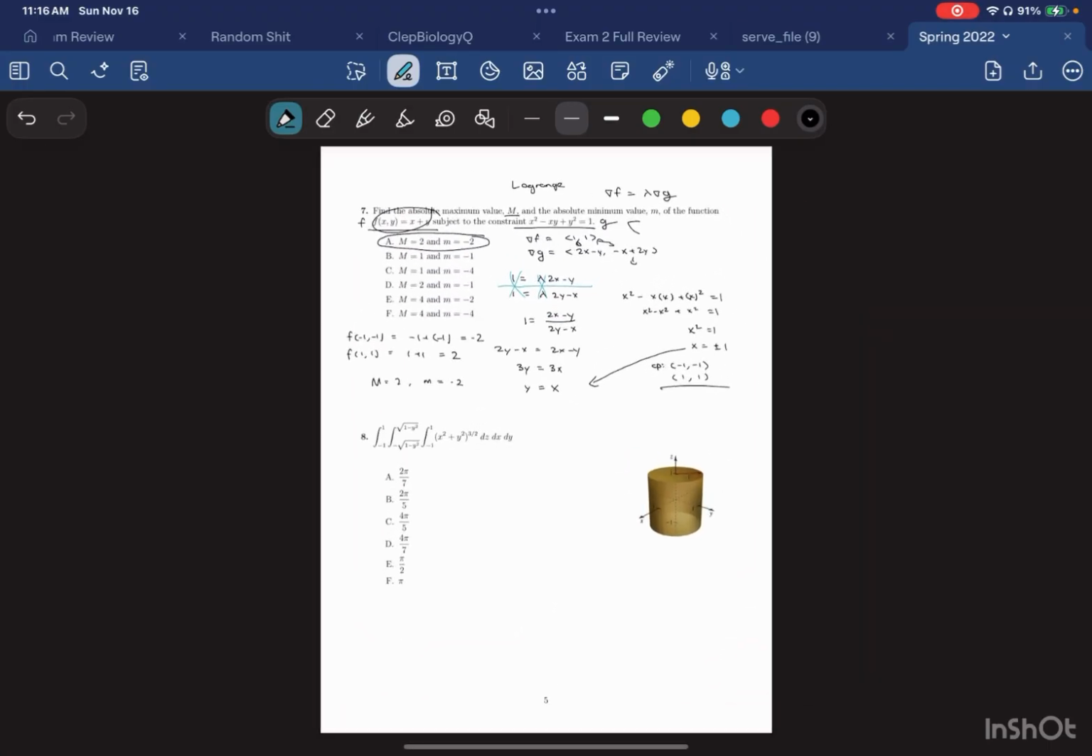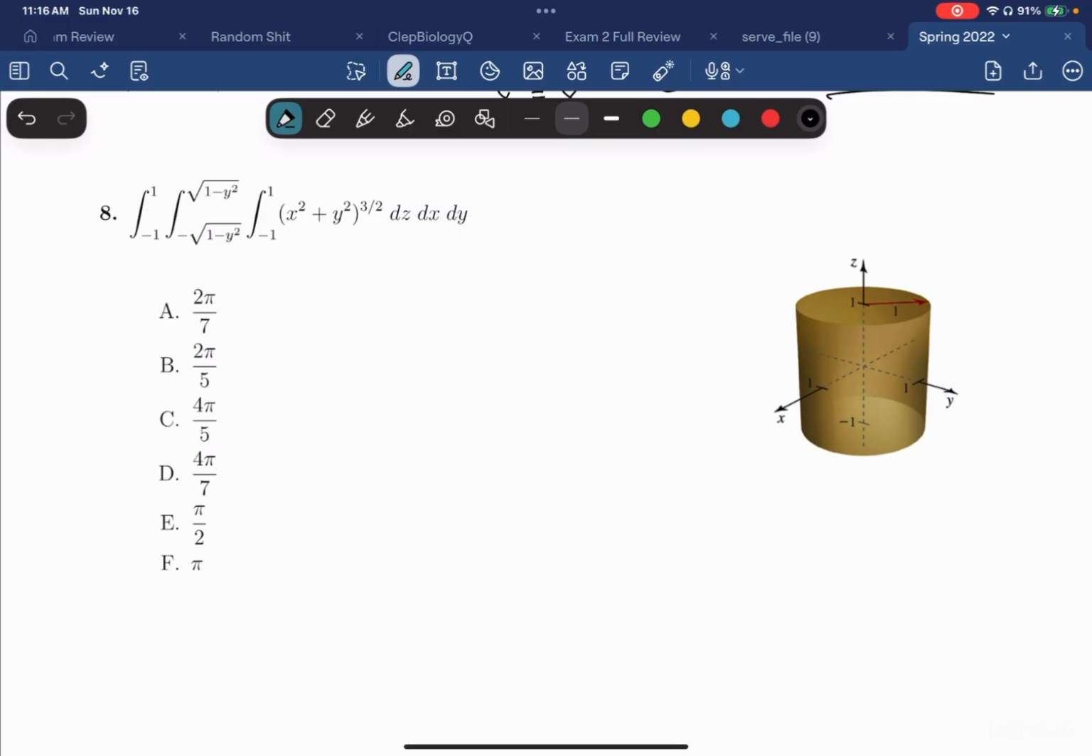Okay, number 8. This is a cylindrical question. In this case, we can convert x squared plus y squared to r squared, but it's r squared to the power of 3 over 2, which is simply r to the 3, which becomes r cubed. Remember, this dz dx dy becomes r dz dr d theta. So I'm going to put that right there.